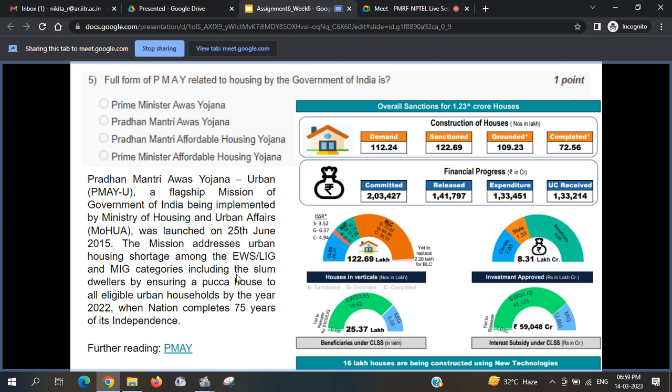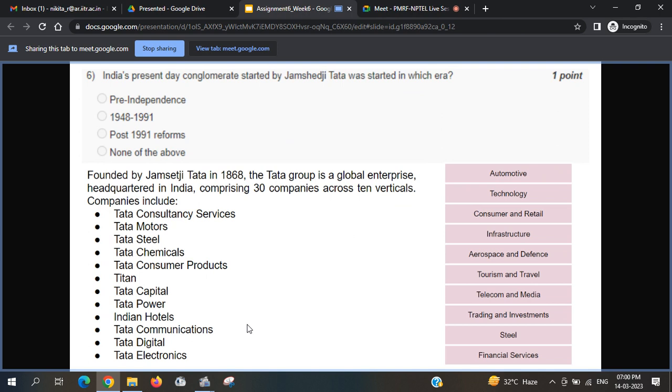So I think this question is very clear: what PMAY's full form is. PMAY is the Pradhan Mantri Awas Yojana, which is a flagship mission of Indian government for construction of houses for EWS, LIG, and MIG categories in urban areas. So I hope this is clear. We'll move on to the next question.